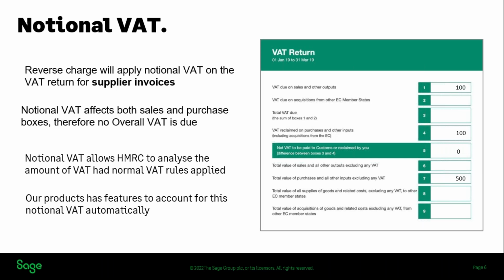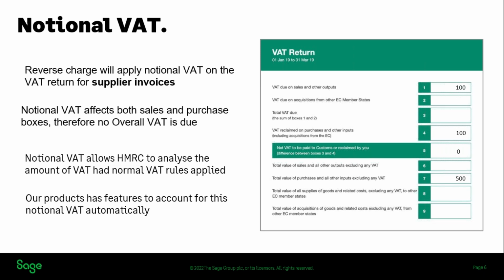So notional VAT isn't something that's new. It has been used in the past, in particular for things like carousel fraud, for, I think it was, the sale of microchips and computer chips previously. It is now being used for domestic reverse charge. What this means is that when you apply VAT to a supplier invoice, we are focusing on suppliers at the moment, the VAT value of that invoice actually impacts two boxes. Okay, it impacts box 1 and box 4.